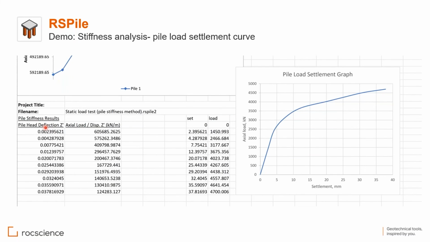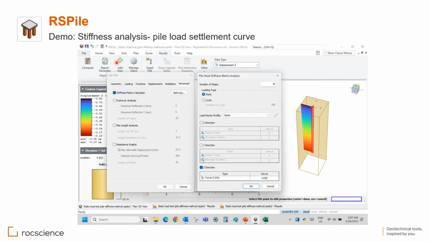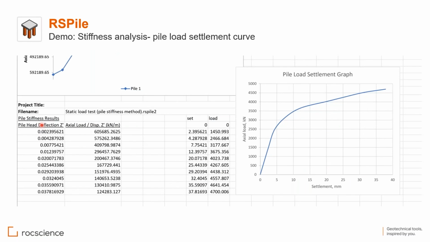The results will come into an Excel sheet. You can have your Excel sheet here. You can press on the results, you will see the Excel sheet, and you can press on the Excel sheet and get this one. And you have the pile head deflection, for example, if it is lateral analysis or axial analysis.